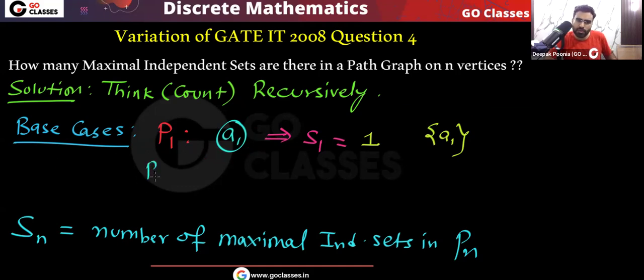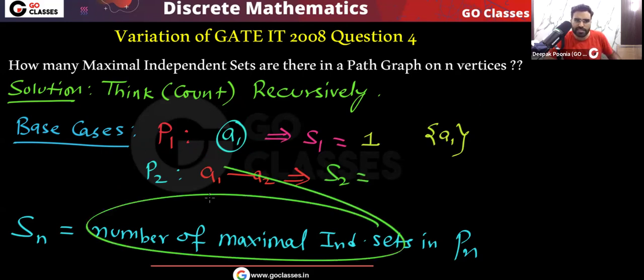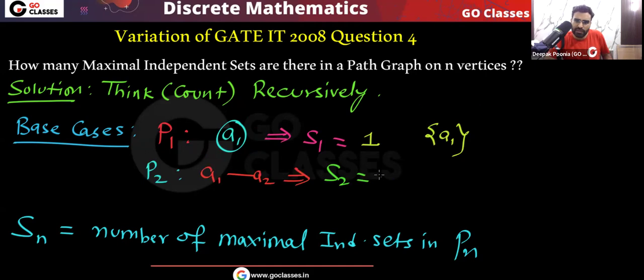What about P2, the path graph on two vertices A1, A2? Here you tell me what will be S2, the number of maximal independent sets in P2. That will be 2, because you can take A1, and this is a maximal independent set, or I can take A2, which is also a maximal independent set.